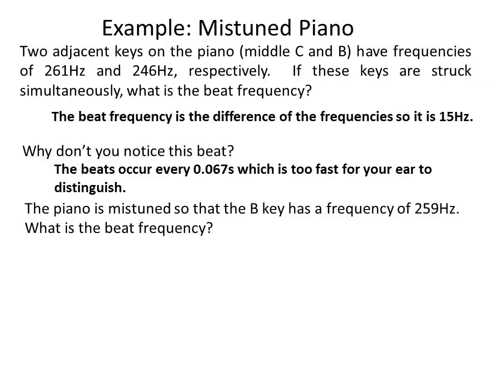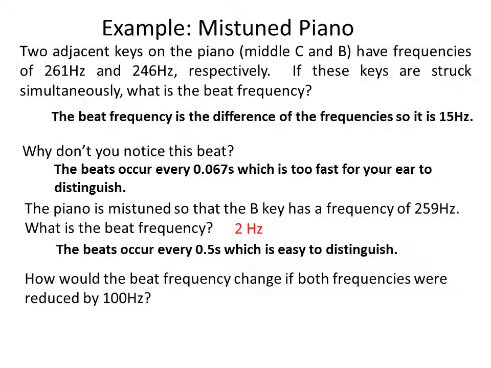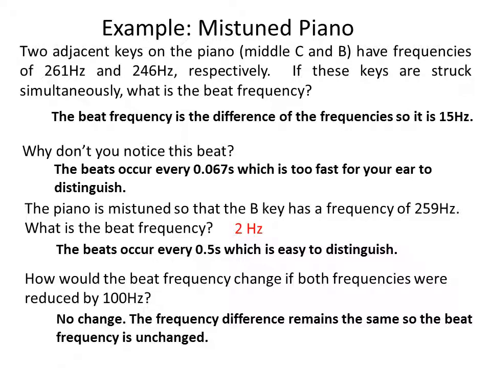However, the piano is mistuned, so the B key has a frequency of 259 Hertz. Then we get a beat frequency of 2 Hertz, and the beat occurs every half a second, which is easy for your ear to distinguish. If we translated this to another part of the piano, where the frequencies were reduced by 100 Hertz, how would this change the beat frequency? There's no change. The frequency difference remains the same, so the beat frequency is unchanged.